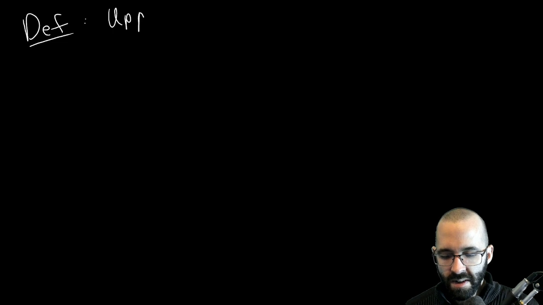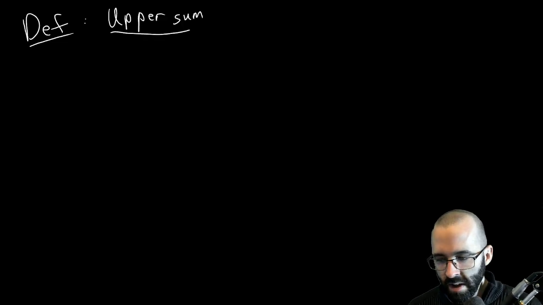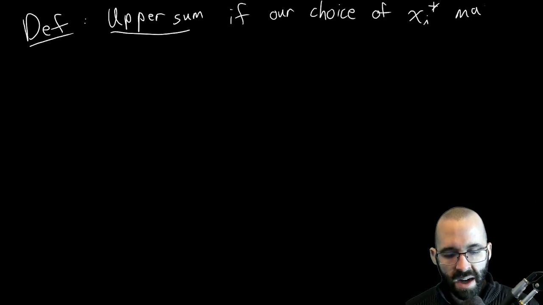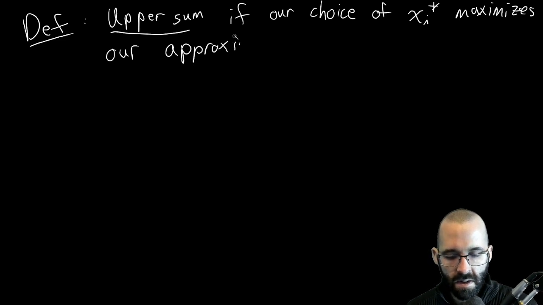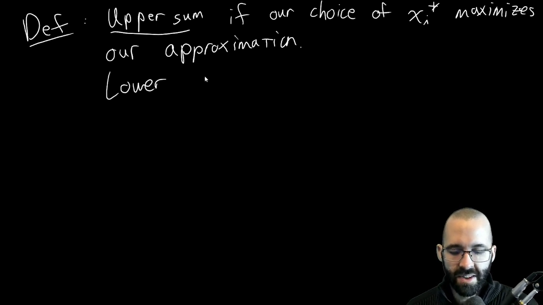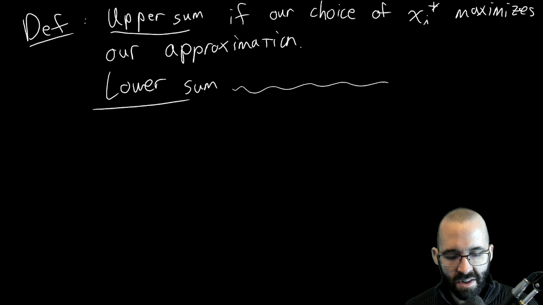Two more small definitions here. Very tiny definitions. We get an upper sum if our choice of x sub i star maximizes our approximation. And if it's a lower sum, it's going to be the same thing. We get a lower sum if our choice of x sub i star minimizes the approximation.